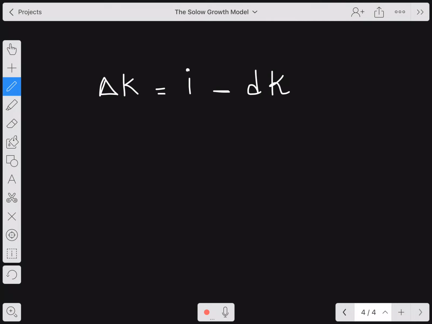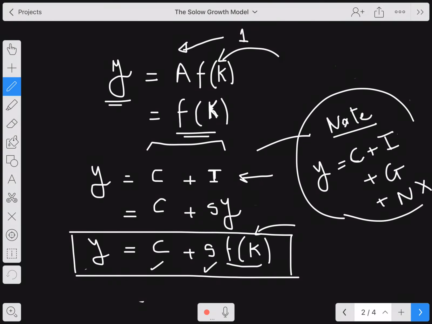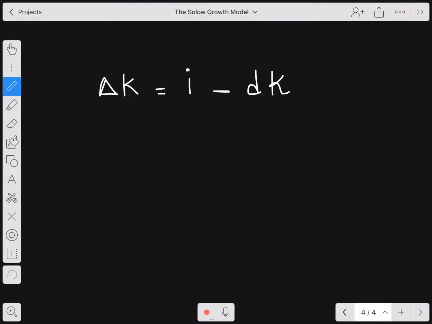On the previous slide, I think I wrote it as capital I, so I just want to keep the same notation. Okay, let me write it as capital I. In your textbook, it's just a small i, but I want to keep the same notation I have in this explanation. So this is investment, and this is the depreciation ratio out of capital.